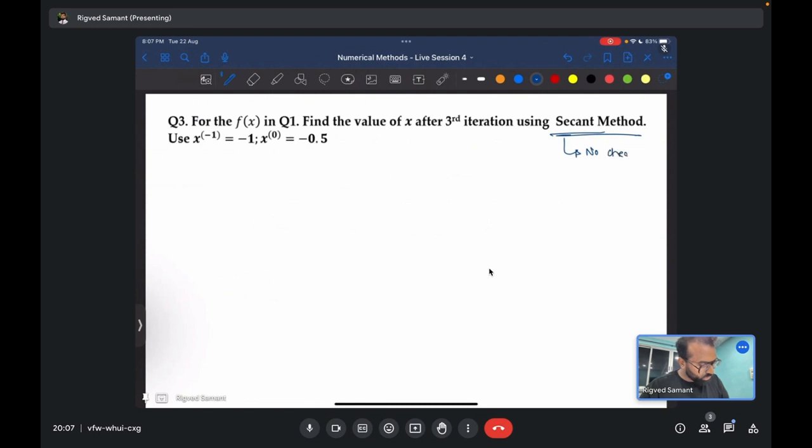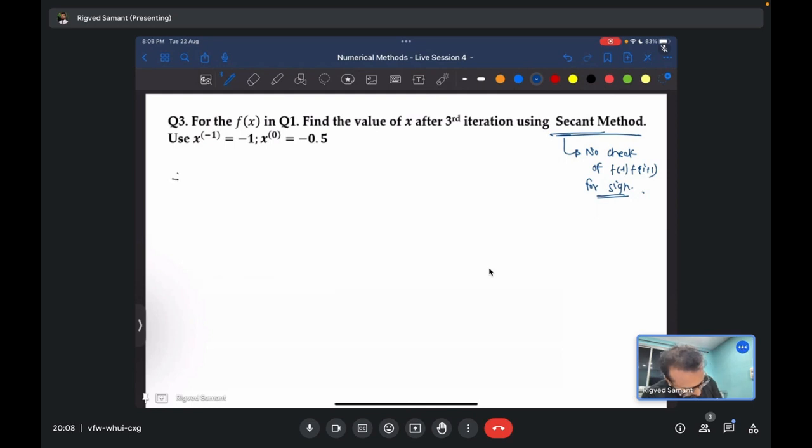So here, because there is no bracketing required, we will not check this f(xl) into f(xi plus 1) for sign. We will not check the signs of it. What we'll do instead is, whatever the value which is the latest one, we'll consider that. So we'll see how to do that.